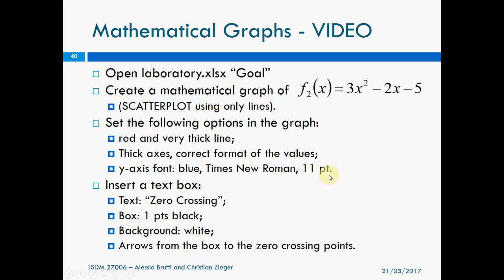Then you need to insert a text box and you need to write inside the text box zero crossing. Then you need to change the box border to 1 point black. You need to change the background of the text box to white, and at the end you need to insert arrows that go from the box to the zero crossing points of your charts.